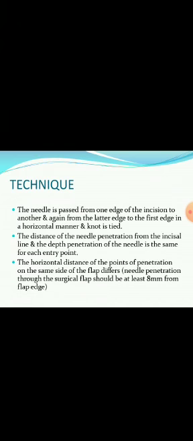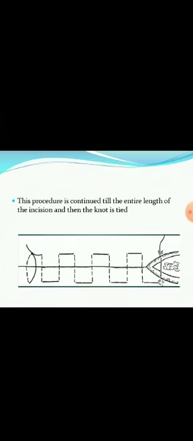The technique is that the needle is passed from one edge of the incision to another and again from the latter edge to the first edge in a horizontal manner, and the knot is tied. The distance of the needle penetration from the incisal line and the depth of penetration of the needle is the same for each entry point. The horizontal distance of the point of penetration on the same side of the flap differs. The surgical flap should be at least 8 mm from the flap edge. The procedure is continued along the entire length of the incision and the knot is tied.